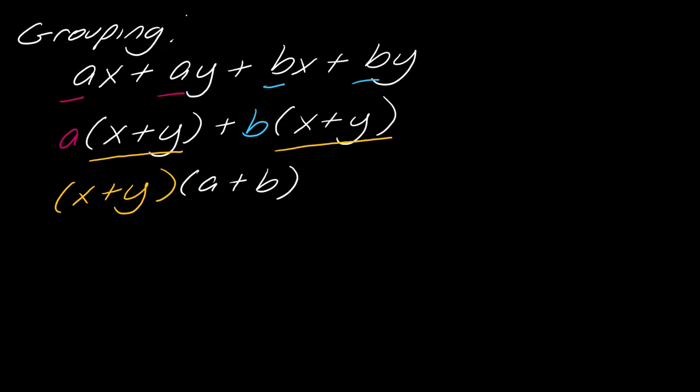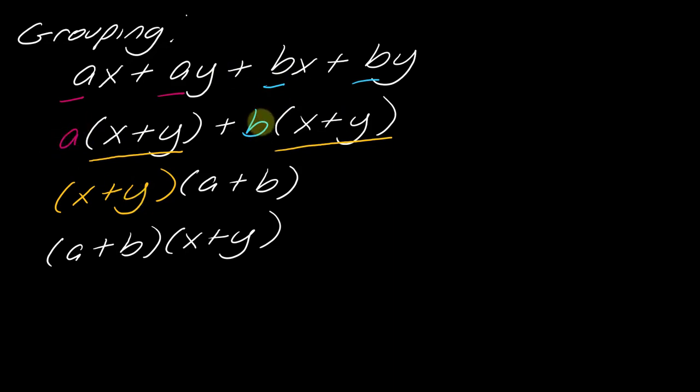Now, I can write this in one of two ways. I can either write it in this order, or I could write it as a plus b times x plus y. It doesn't matter which way that you want to go with this. It's the same thing. Usually I actually write it in this way. So this is the idea behind grouping. You do this mini GCF type thing, and then if you have the same thing in each set of parentheses, then you can factor that out, and you just write what's in front of the parentheses.